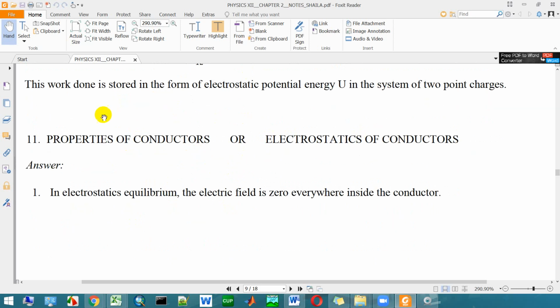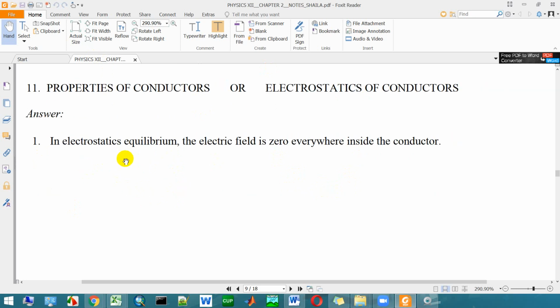Question number 11 is about conductors: properties of conductors, or electrostatics of conductors. Why have we come to conductors immediately after the 10th question? Now we are going to learn about capacitors also. For learning about capacitors, we should know about conductors, and that is the reason why the properties of conductors should be very clear. The first property is that in electrostatic equilibrium, the electric field is zero everywhere inside the conductor.